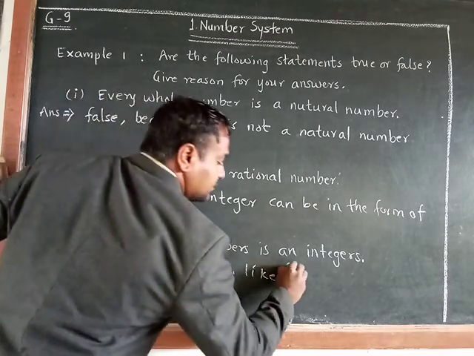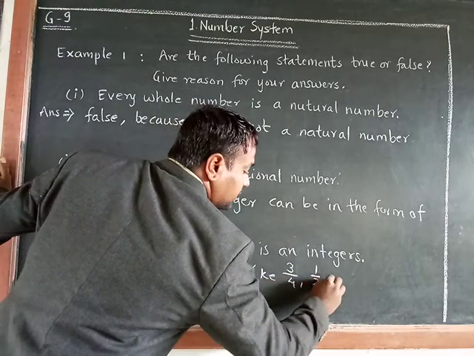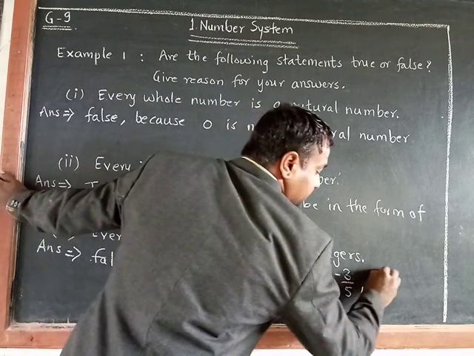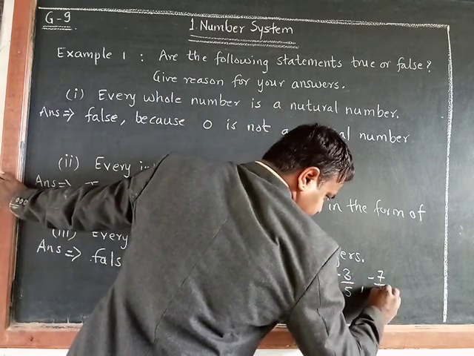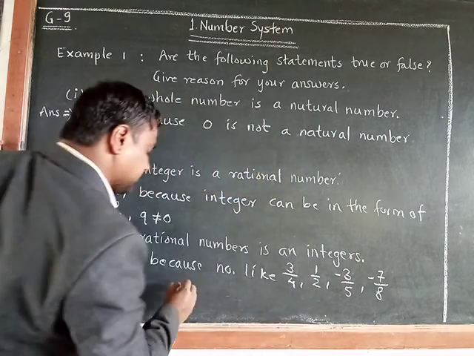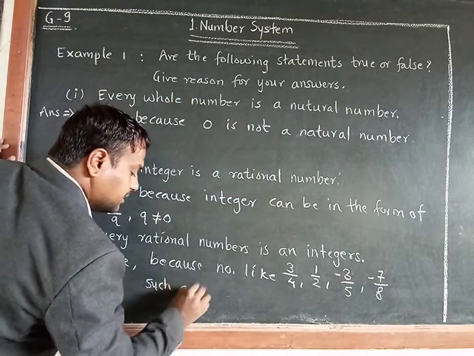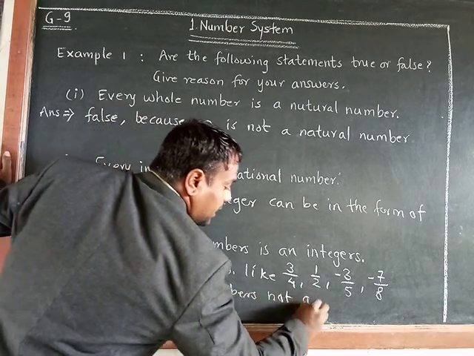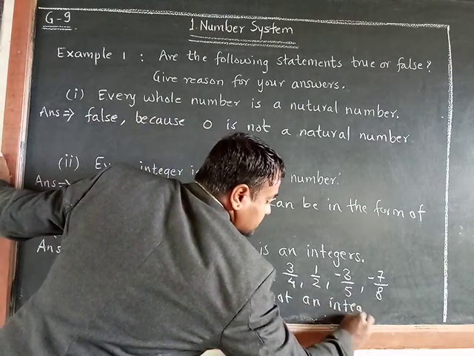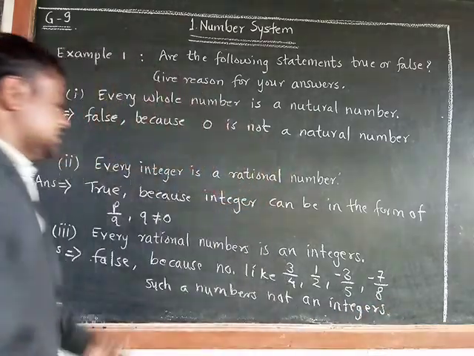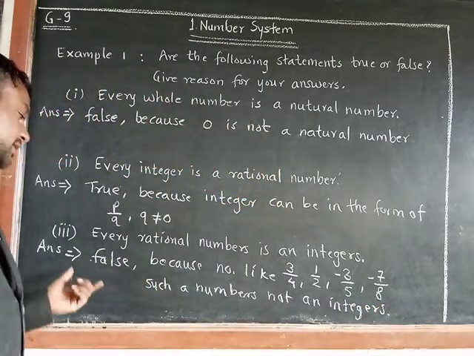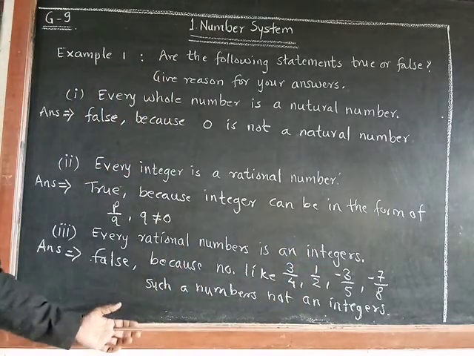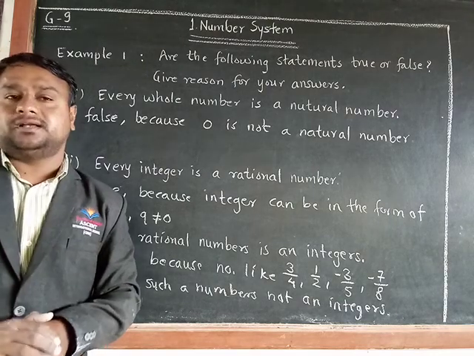like 3 upon 4, 1 upon 2, -3 upon 5, or you may say -7 upon 8. Such numbers are not integers. So the statement over here, that every rational number is an integer, is false. I hope you understand that example.